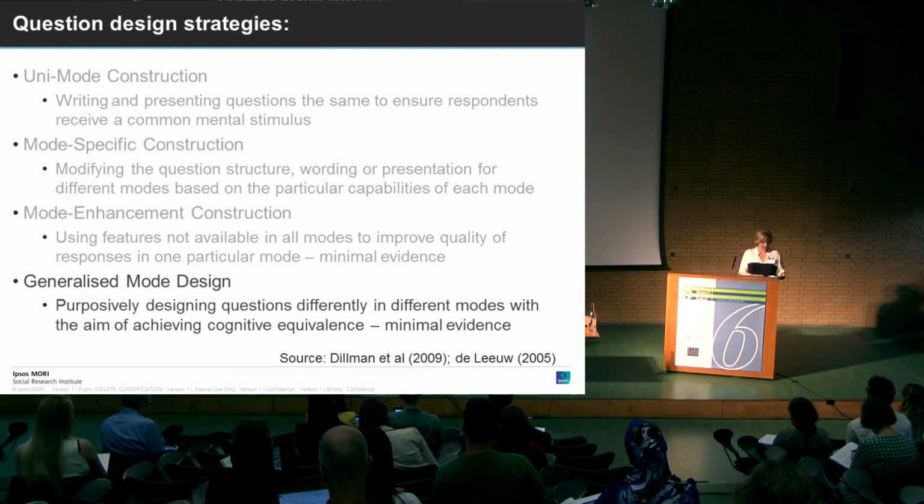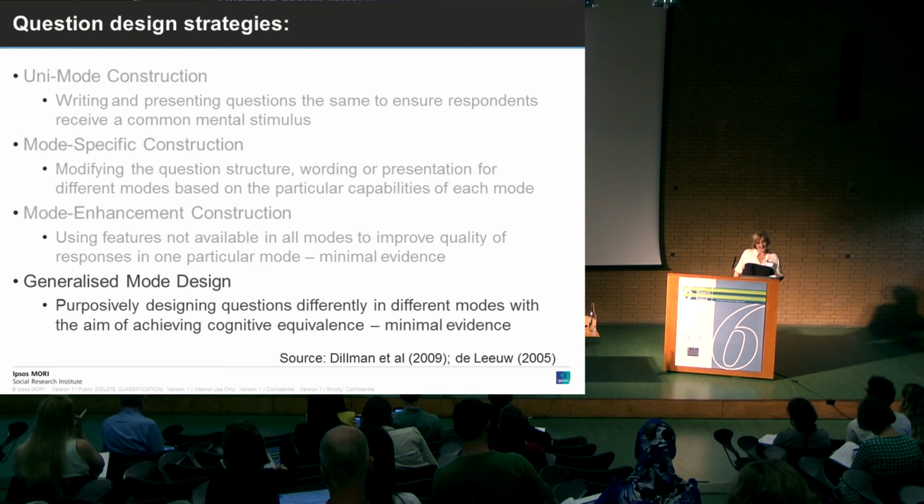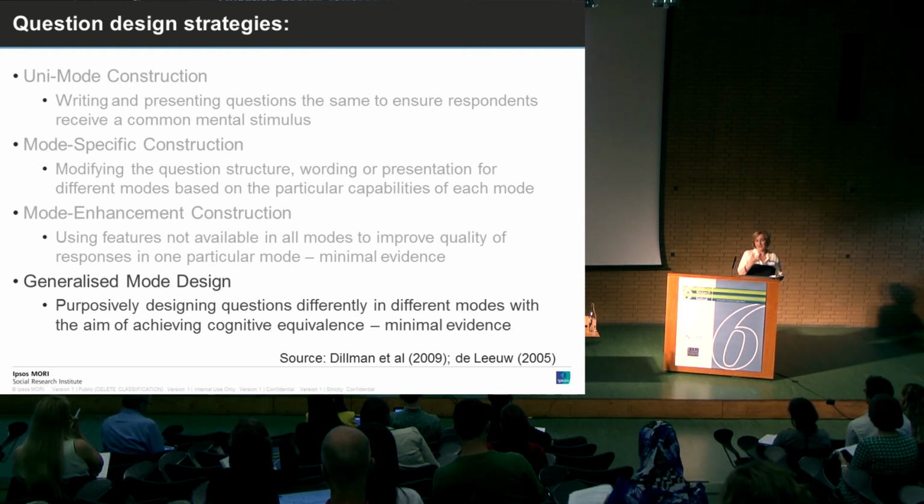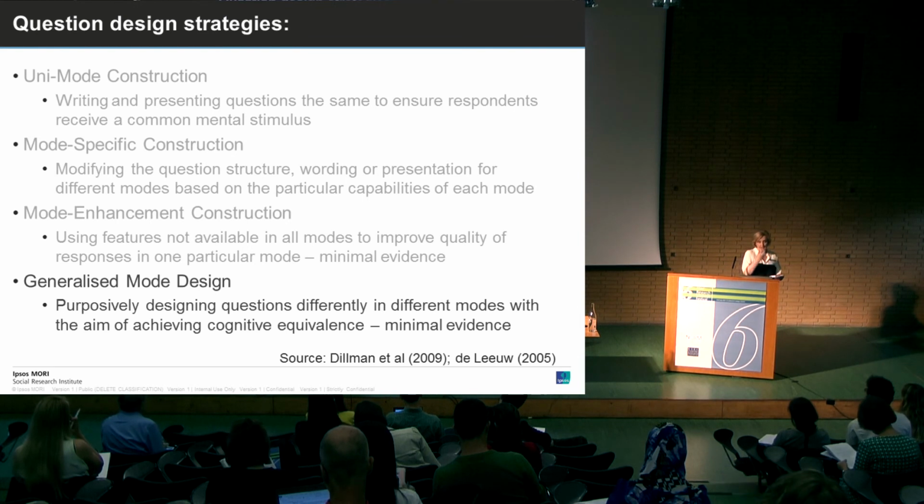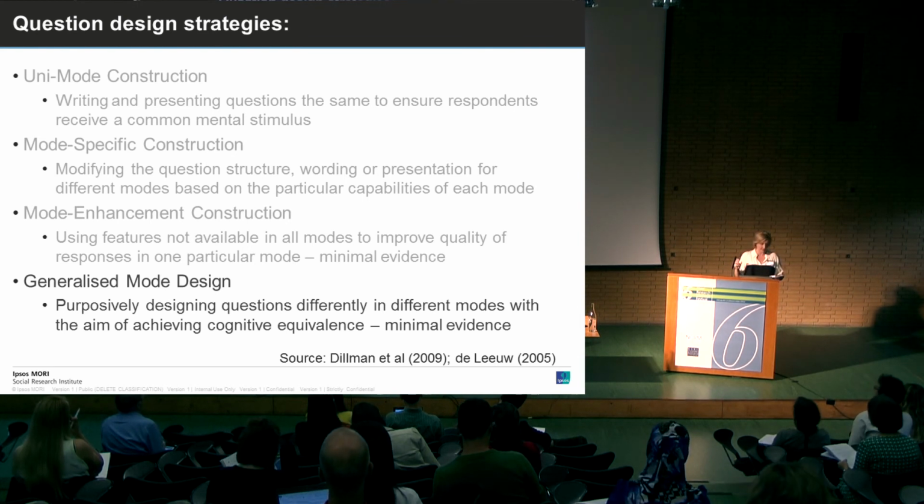And then finally, a generalized mode design. Here the aim is to present the same stimulus in each mode, but not necessarily the same question wording and implementation. So here you purposely design the questions to be different with the aim of achieving cognitive equivalence. So there they're trying to get back to what the underlying construct is. What are you really trying to measure, and how should we design questions in each of those modes in order to capture that?